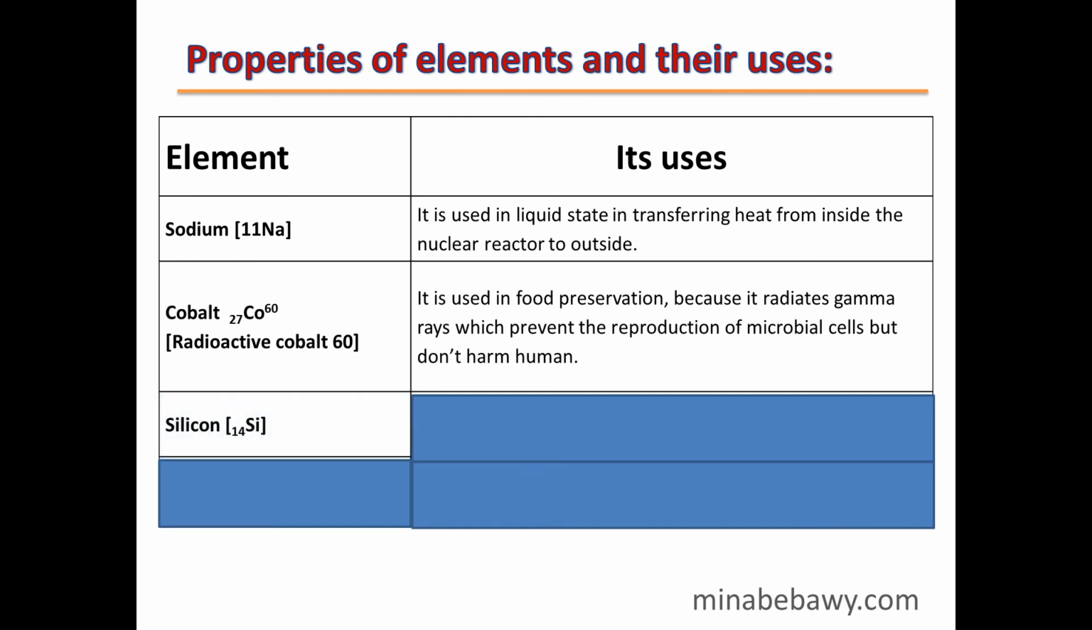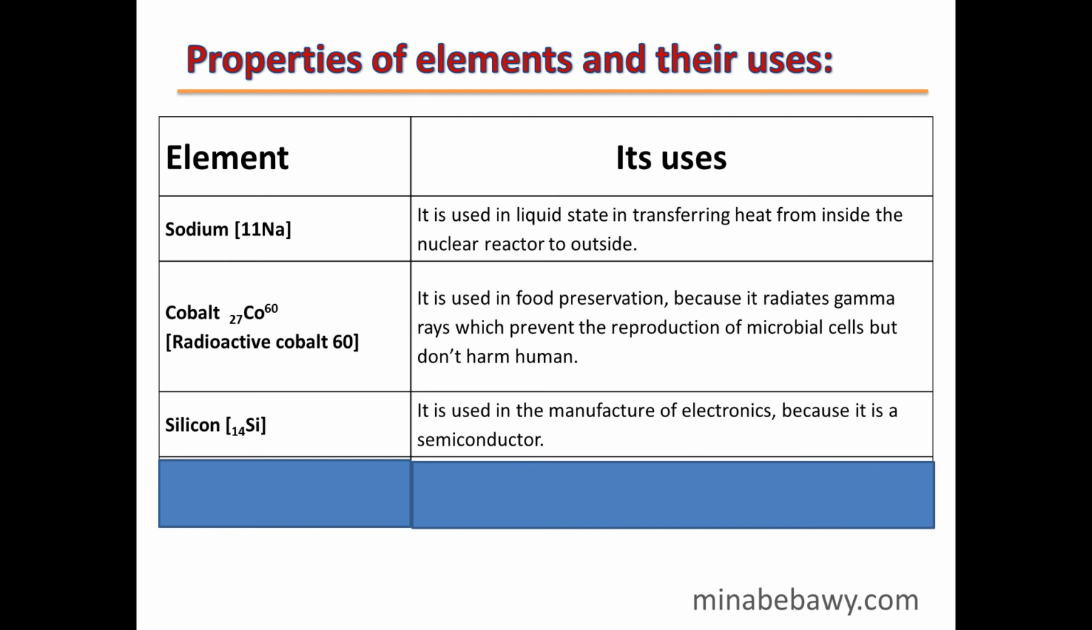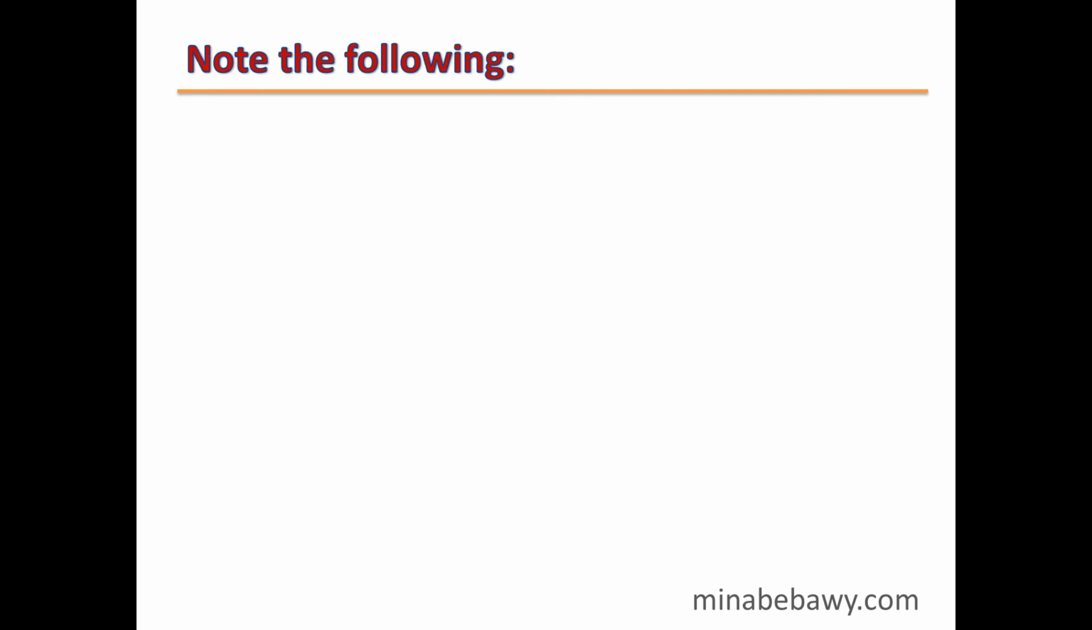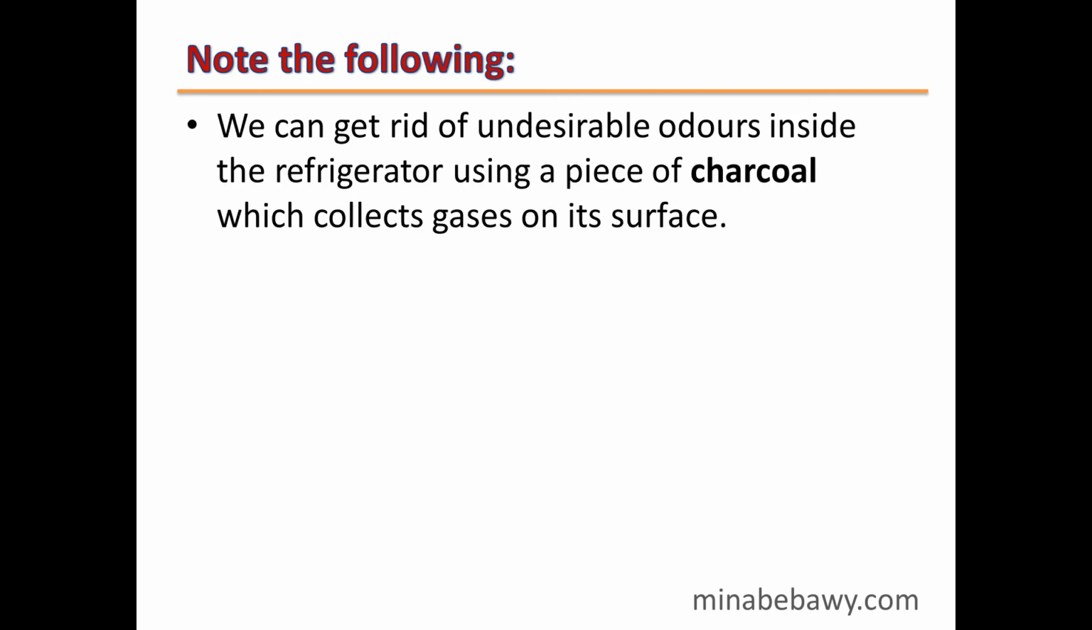Silicon, Si. It is used in the manufacture of electronics because it is a semiconductor, or a metalloid. Liquefied nitrogen is used in the preservation of the cornea of the eye due to the decrease of its boiling point, which reaches -196 degrees Celsius. Know the following: we can get rid of undesirable odors inside the refrigerator using a piece of charcoal, which collects gases on its surface.